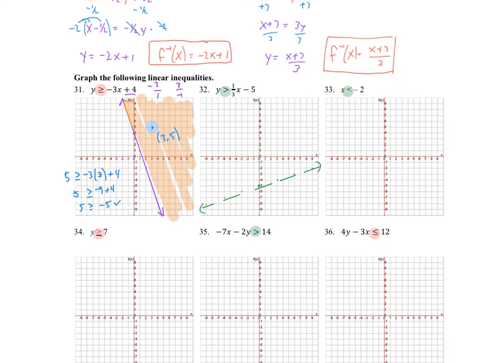Arrows, and then it says y is greater, so again I would shade above. Oops. So this region, and pick any point I want, so like (0, 0) could be a solution to this.